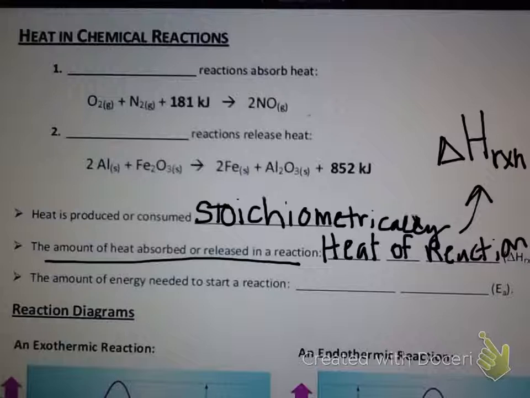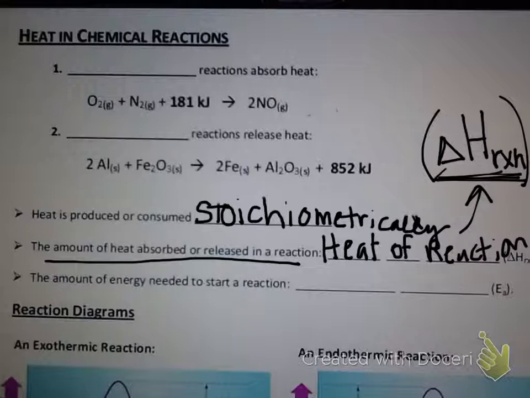RXN is a chemist's really fast way to write reaction. It's our favorite symbol to use, because you use the word reaction so much in chemistry. We just say RXN. It means reaction, like prescription or anything like that in the medical field. So this is the symbol that stands for the overall heat of reaction, or the change in heat. Heat absorbed or heat released.